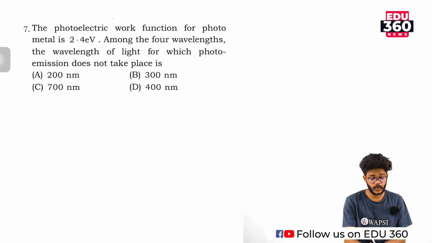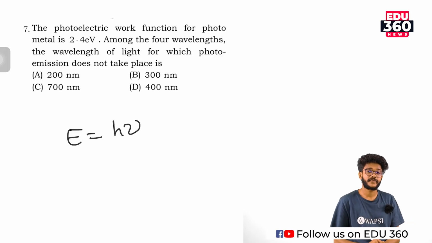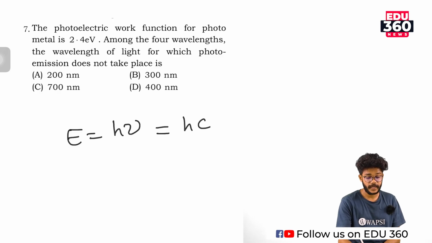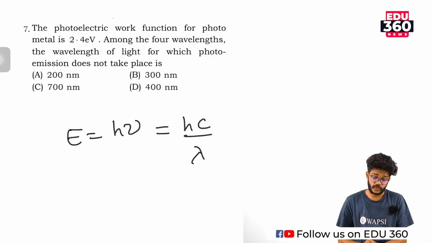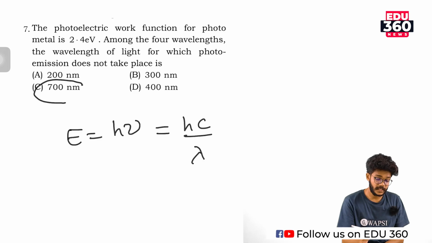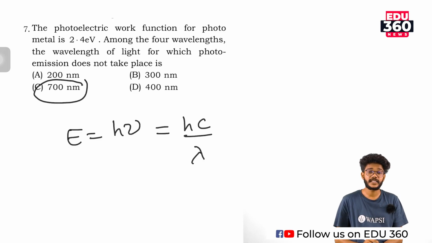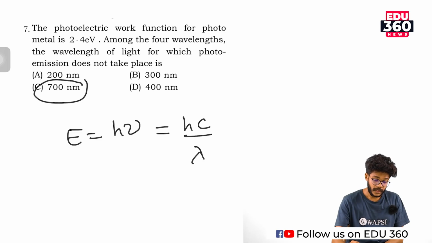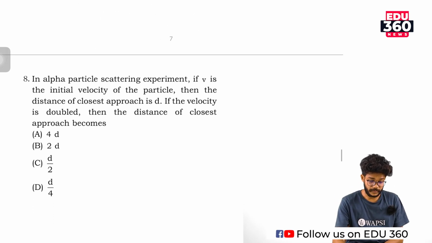Energy means what? E is equal to h nu. That means energy depends upon the frequency nu, and nu is c by lambda, so E is h c by lambda. Energy is inversely proportional to the wavelength lambda. When lambda increases, energy decreases. So the highest wavelength is given as 700 nanometer. Okay, so we can move to the next question.